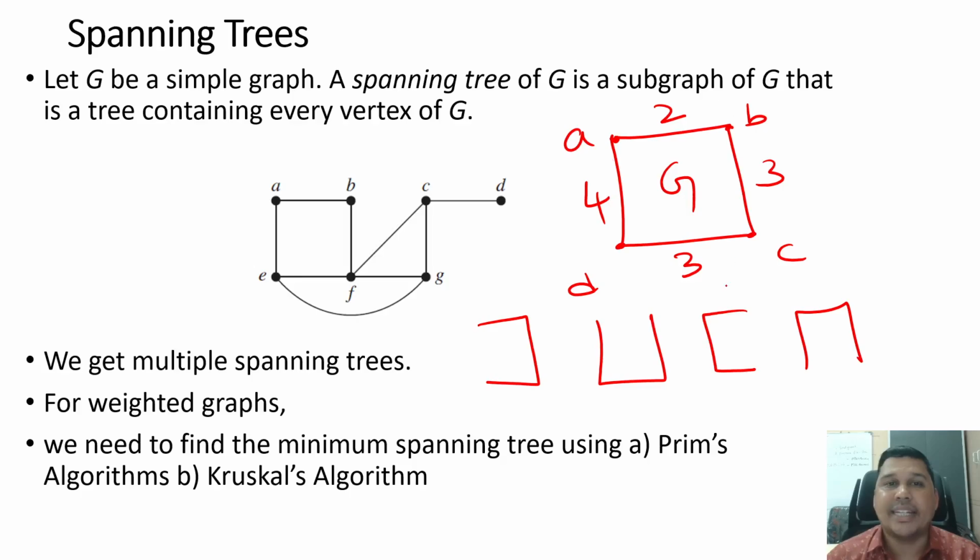By removing one edge at a time, we got 4 spanning trees. What is the cost of this spanning tree? You count 2 plus 2, 3, 3. The cost is around 8.